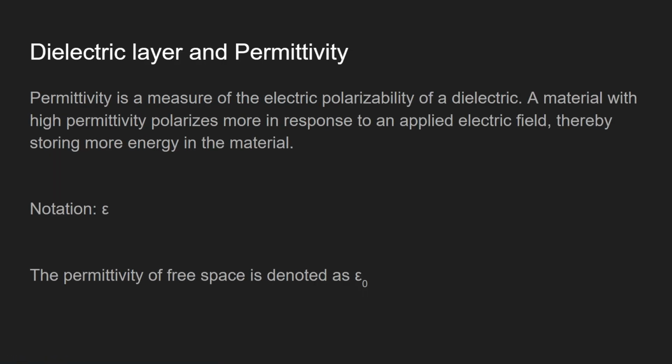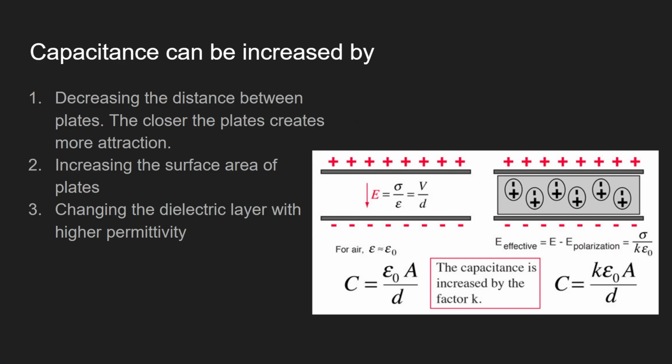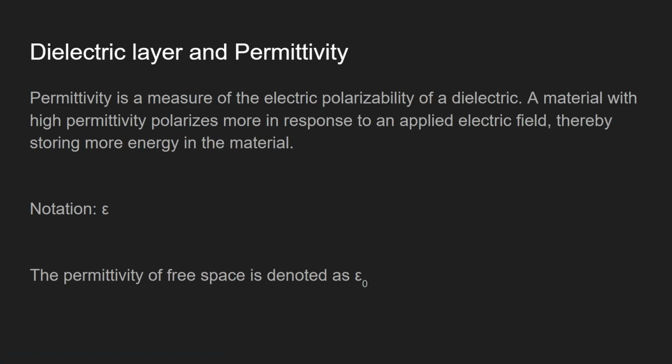And the permittivity is the measure of polarizability of a dielectric. So higher permittivity, more charges can be stored. Lower permittivity, less charge can be stored. Then the notation is epsilon. So the permittivity of free space is denoted as epsilon, not epsilon naught or epsilon 0. So epsilon 0 is one of the constants you can choose in your calculator.